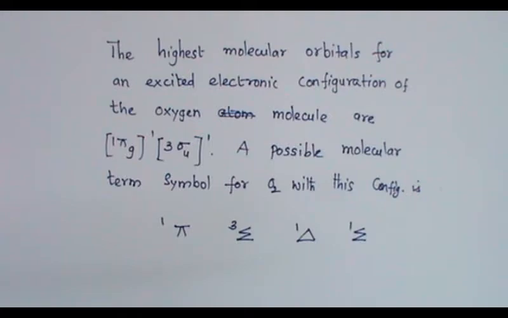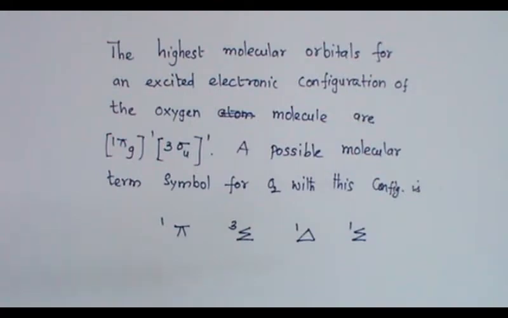The question is: the highest molecular orbitals for an excited electronic configuration of the oxygen molecule are 1 pi g 1 electron, 3 sigma u 1 electron. A possible molecular term symbol for O2 with this configuration is, they are given 4 options: singlet pi, triplet sigma, singlet delta, singlet sigma.